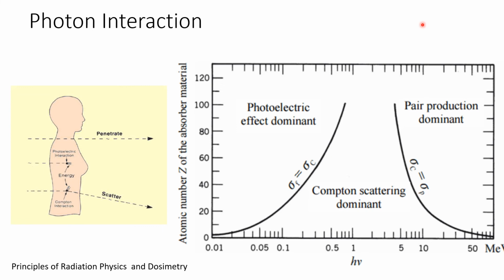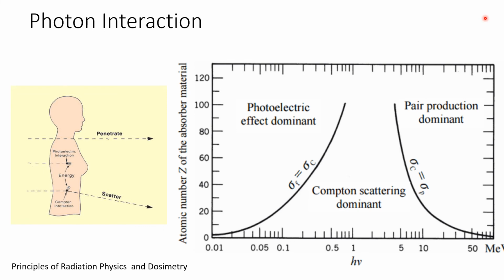As atomic number rises, the density of electrons falls slowly. So incoherent scattering becomes slightly less likely in high atomic number materials, high Z materials. It also decreases with energy, but nowhere near as rapidly as the photoelectric effect. And lastly, we have pair production.